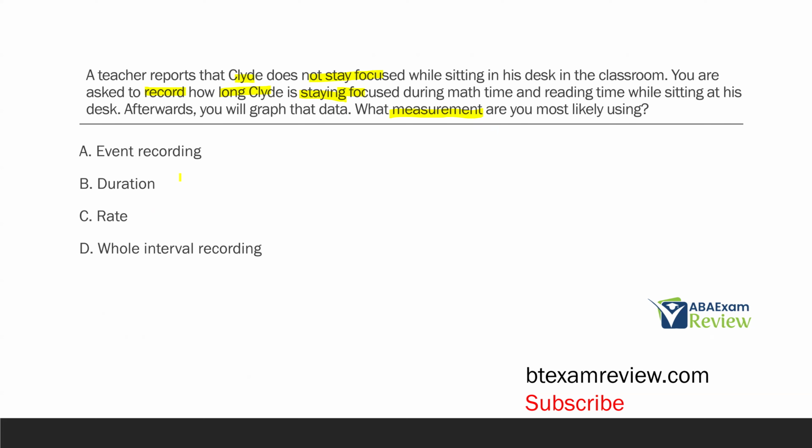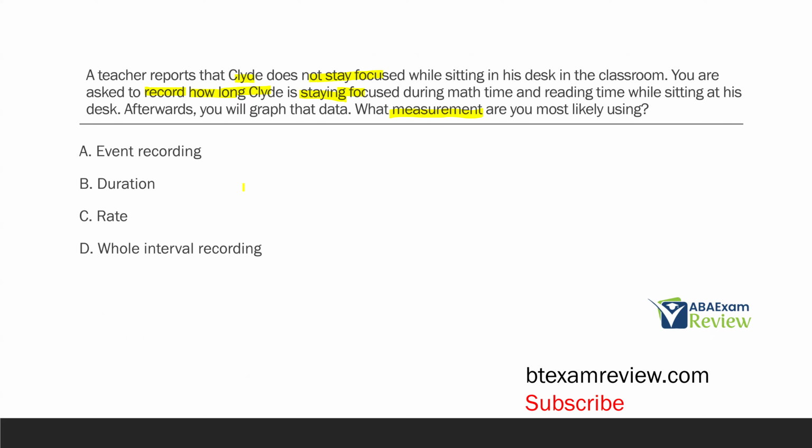A, event recording. Event recording usually occurs during a functional behavior assessment, and it's essentially just frequency recording. You're essentially just recording how often something happens. We're not looking at a count here, right? We're looking at how long something happens. So we're looking at the time of something. And what we're looking at specifically is the duration. You want to know the duration that Clyde is staying focused during math time. Duration is the length of time of a response.